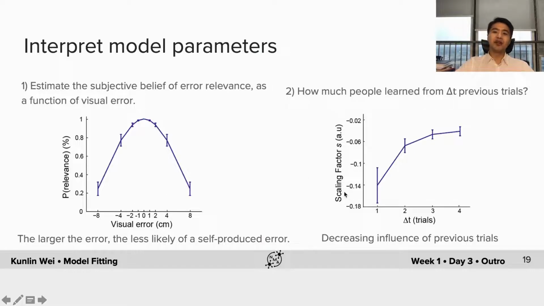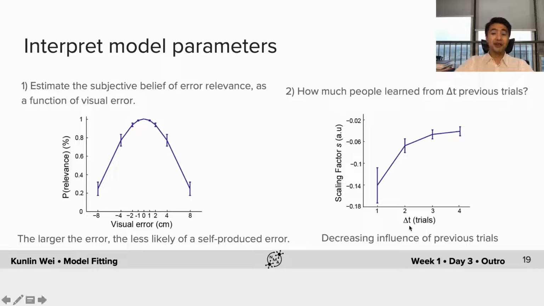I also plotted the other model parameter, which is the scaling factor S. As I showed you before, the scaling factor S stands for how much people learn from a visual error. And I plot this scaling factor as a function of delta t. Delta t equal 1 means how much you learn from the previous trial. Delta t equal 2, which means how much you learn from two trials back. So as you can see, the S is getting more positive, close to 0. What does this mean? If it's a large negative value, this means people learn a lot. If it's close to 0, that means people don't learn much from the visual error.